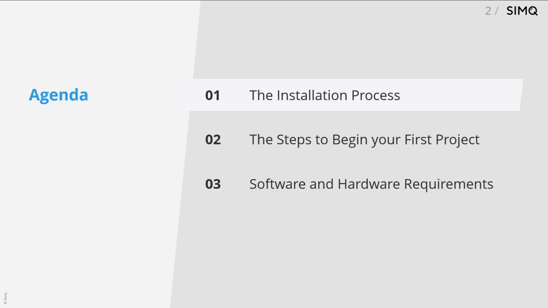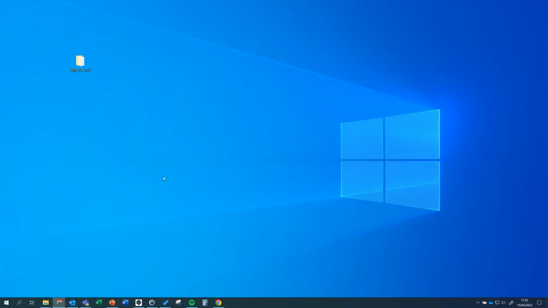Once requested, the software is delivered as an MSI installer file through a secure download link, which can be found in the folder labeled SimQ VIT. The installation is started by double-clicking and executing the MSI file, like so.